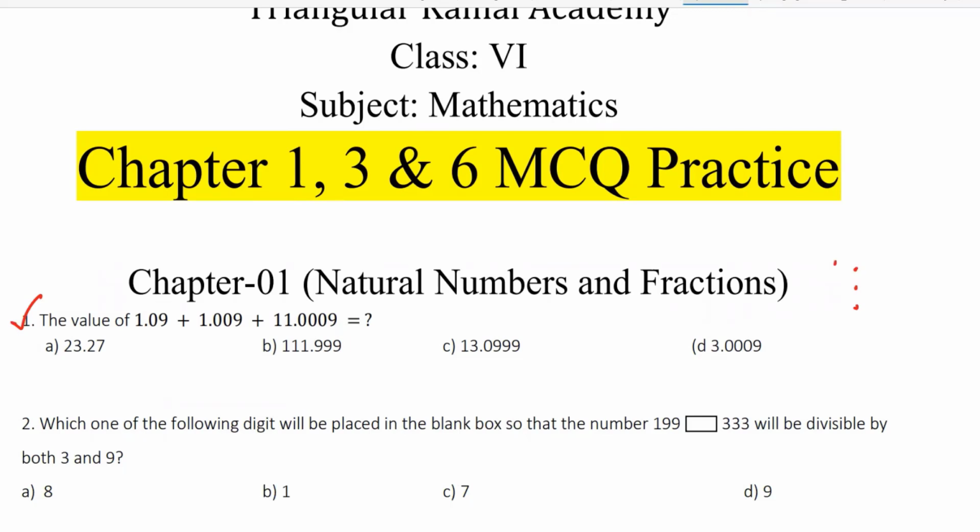Now 1.09, next one 1.009, then 11.009. Now you can easily find the answer here, when you add one by one: 9 and 9 and 0, now this is 3, 1. So 13.099 is our answer, option C. First we have to place the decimal, and then write the digits after the decimal and before the decimal.